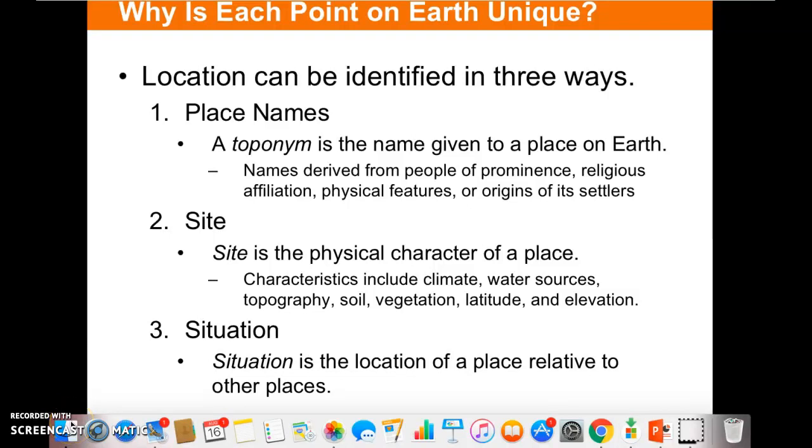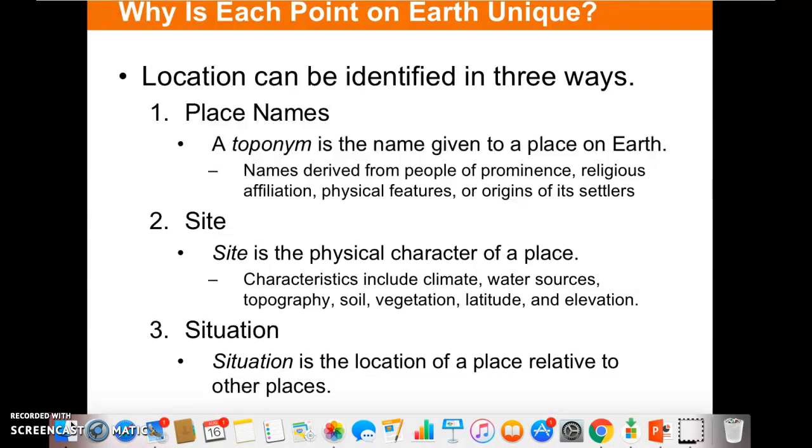So to continue your reading on pages 135 to 140, we're going to go over location. We talked a little bit about how you can name a place, right? How you can give it a toponym, and that's one way you can locate something. Today we're going to talk about site versus situation. But before we do that, we need to go over the idea of absolute location or relative location.